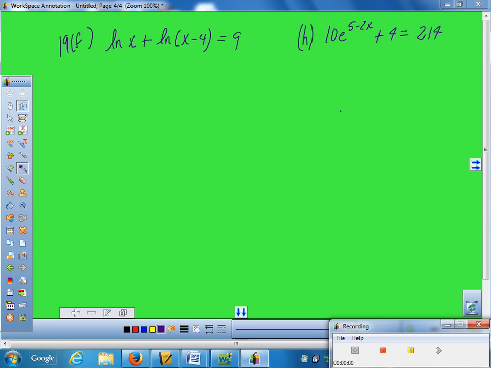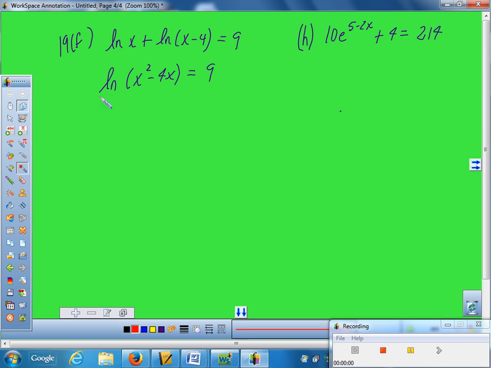This is a quick review of natural log and e properties. You'll recall that the same rules apply. With natural logs, if I have a log plus a log, I'm still going to multiply. And so, on the other side, however, I don't have a log. So the question is, how do I get rid of the natural log?